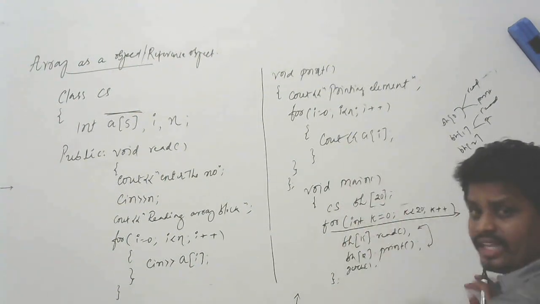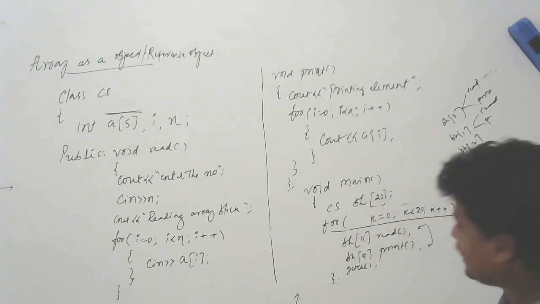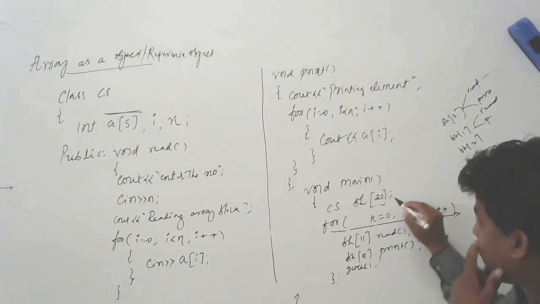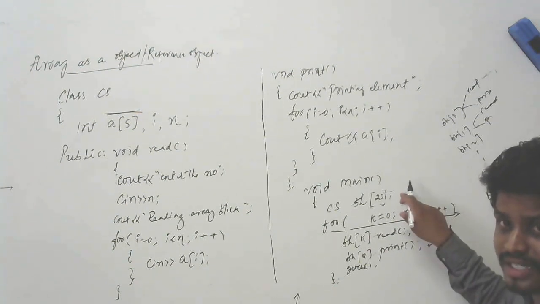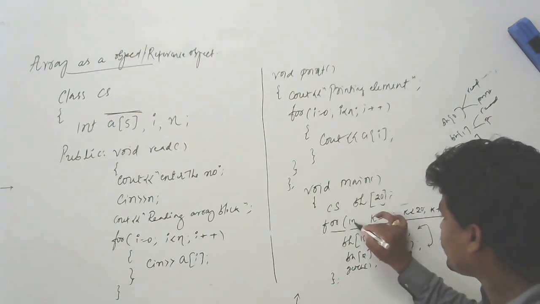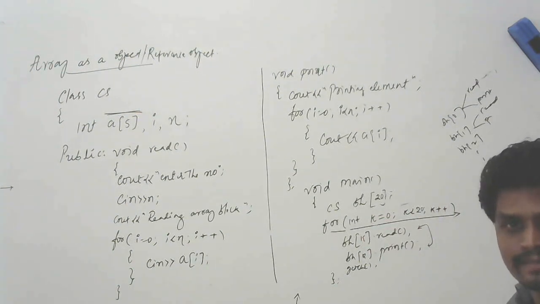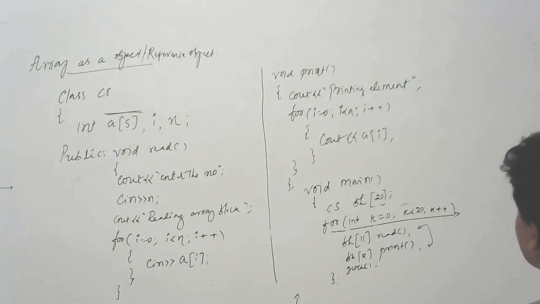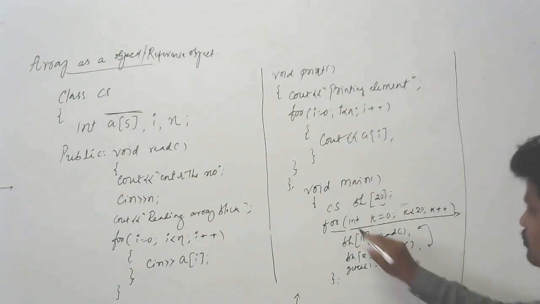Why have you taken integer here? Suppose you are not taking integer, the compiler will not understand which type it is. So either you declare it here, or if you declare it here it will be considered as a reference object. So for that reason I have taken int here. Okay, the compiler will come to here.